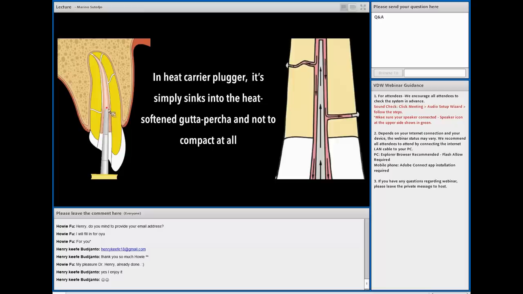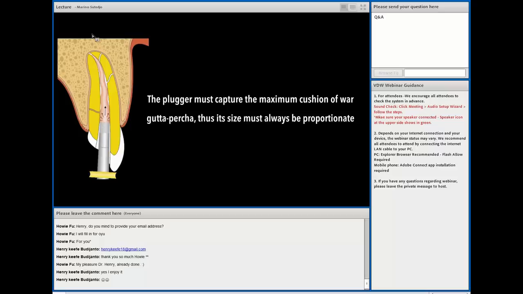And it is not fresh at all for the gutta percha. As you can see here, this is the image from Castellucci. And you can see he always finds the gutta percha that fits 0.5 to 1 millimeter of the length. And the plugger also must capture the maximum width of the gutta percha so it can push vertically all of the volume of the gutta percha into the apical area.